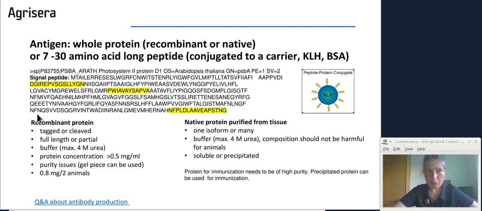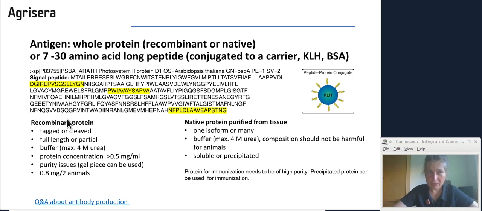If we work with proteins, if we want to produce antibodies to proteins of low abundancy, in such cases it's better to choose longer protein fragments, for example, up to 100 amino acids. But one has to keep in mind that such a sequence has to be unique.